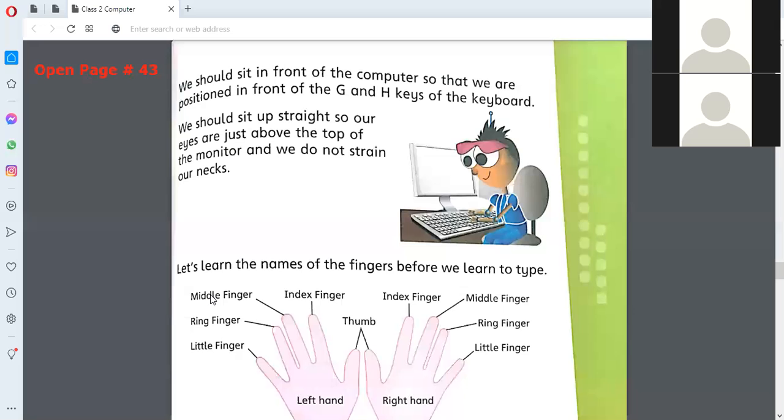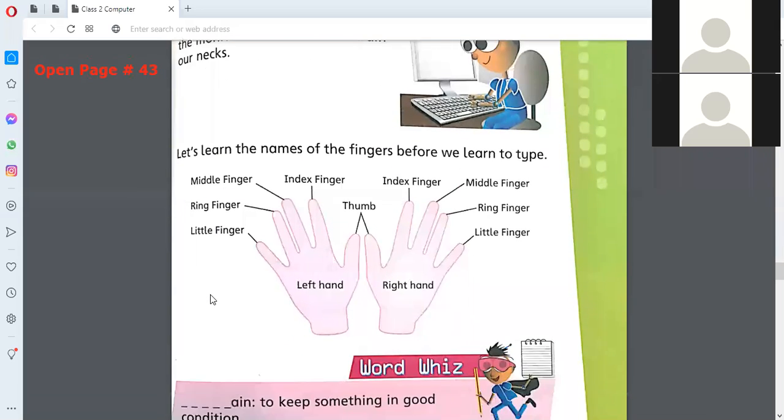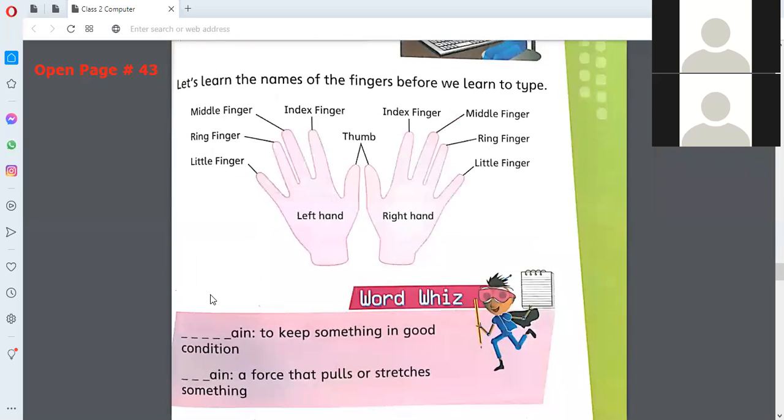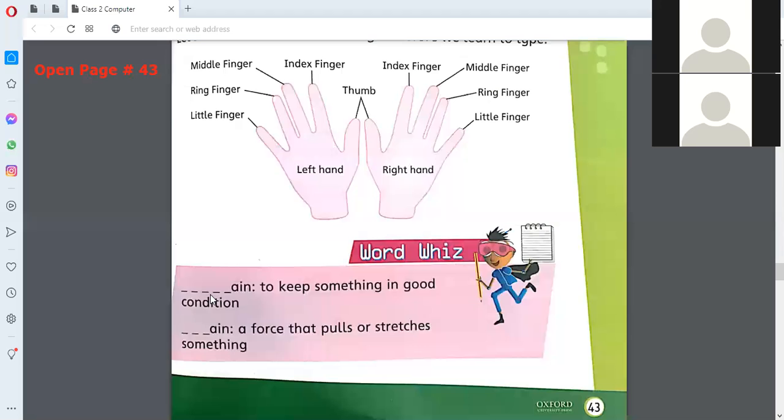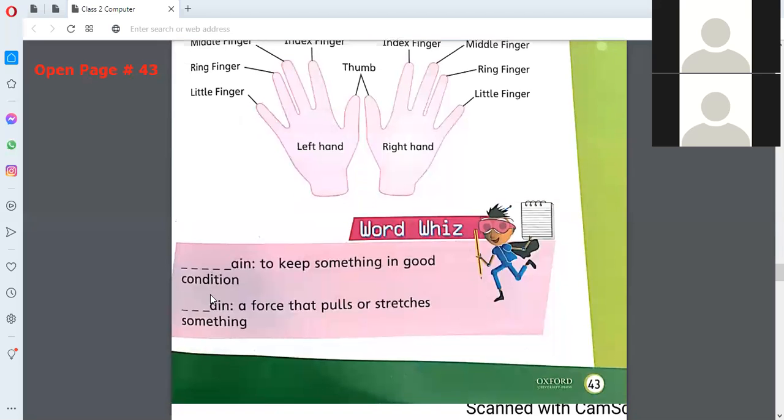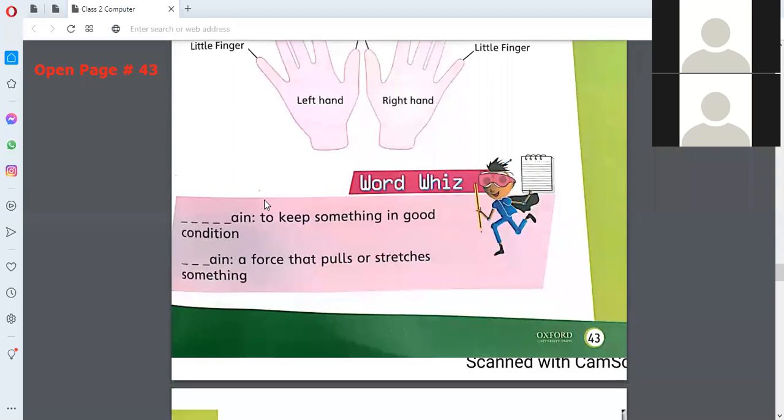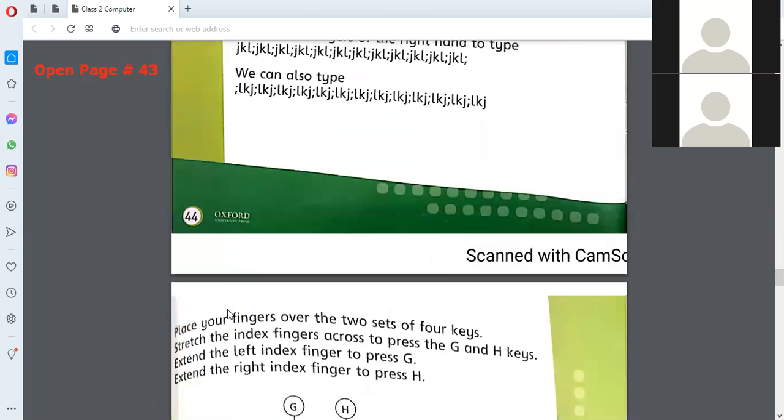Now we will see one thing. There is an exercise given. We will see that exercise when we finish the next page. Right now we are moving to the next page, page number 44. We will do this exercise when we finish page 44. Everybody open page 44.